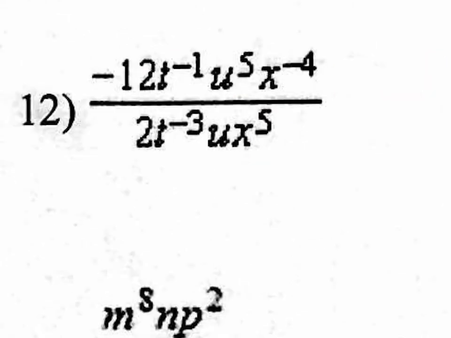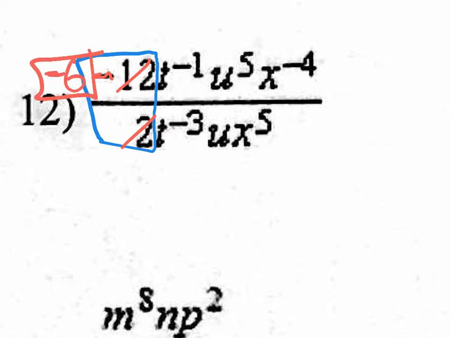Number 12. I see negative exponents. I know I have to move them. But even before that, is there anything I could cancel? And I like to start with coefficients. I like to look at the number. Negative 12 over 2. That's really negative 12 divided by 2. The answer is negative 6. Where does the negative 6 belong, on top or bottom? Top. So I already know that this becomes negative 6 up on top.